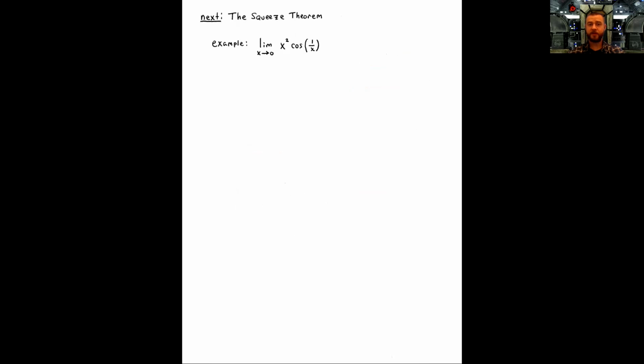Now notice what happens when you plug in x equals 0 to the cosine function, cosine of 1 over x, you get division by 0. Cosine of 1 over x is undefined when x equals 0. So something's going on with this.